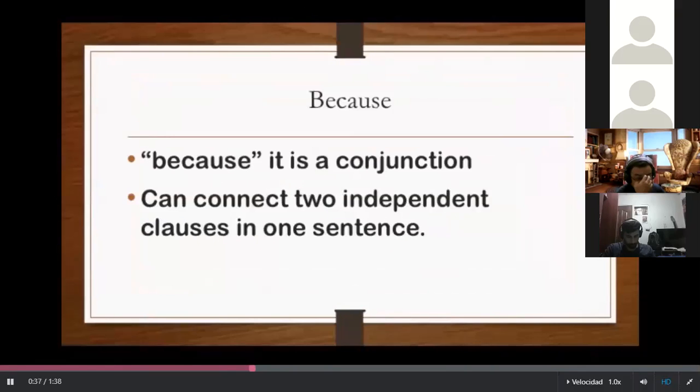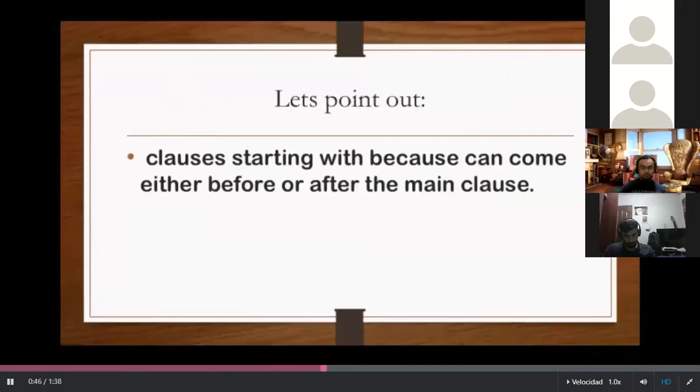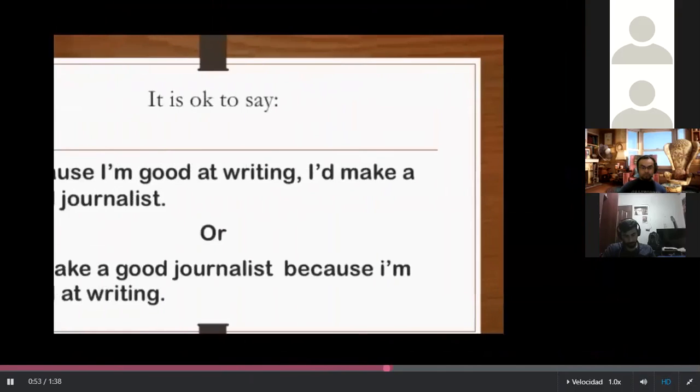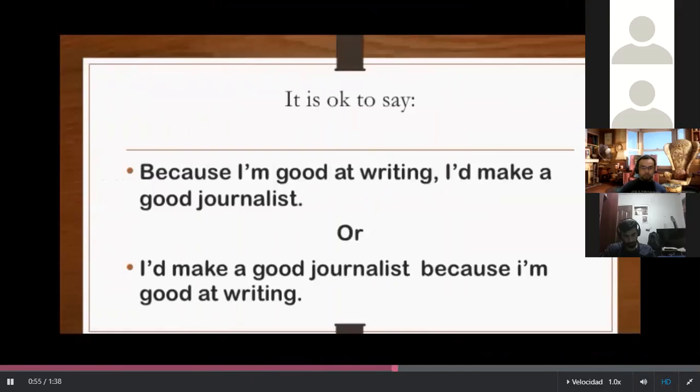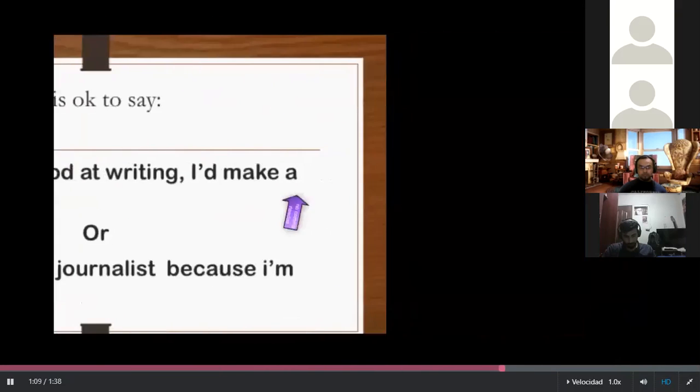Ready to listen to the explanation of the use of because? Because is a conjunction that can connect two independent clauses in one sentence. Let's point out that the clause starting with because can come either before or after the main clause. It is okay to say, because I'm good at writing, I would make a good journalist, or I'd make a good journalist because I'm good at writing. Now pay attention on the use of a comma in the first example. No comma is used, however, when because is in the middle of a sentence.